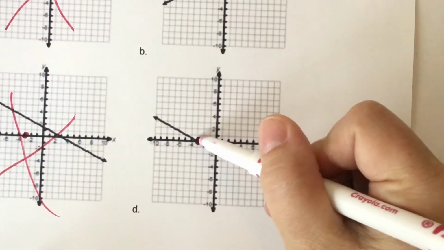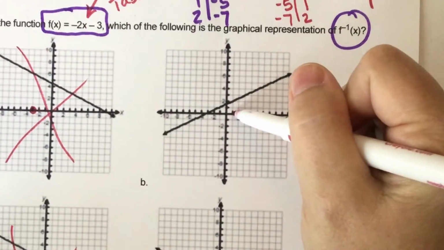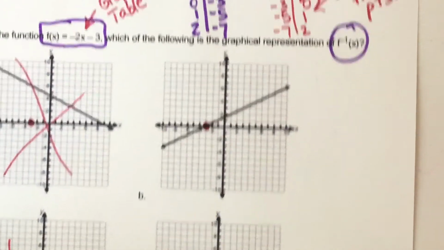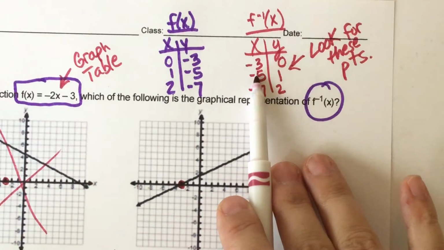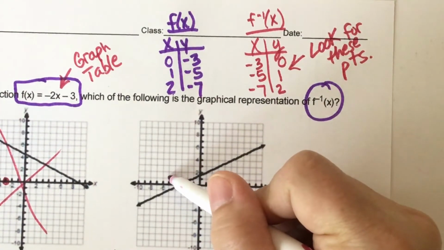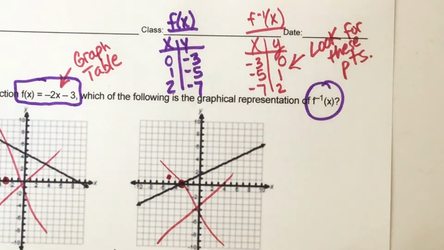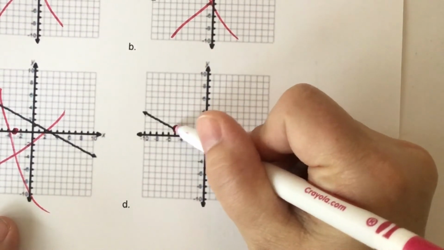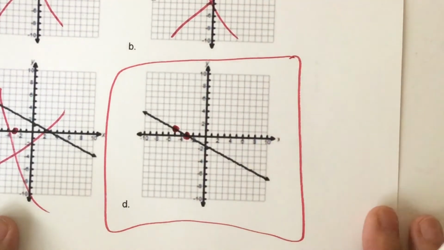Left 3, don't go up or down. Okay, he's looking okay. Let's look at this one. Left 3, don't go up or down. Okay, he's looking all right. Okay, let's look at the next point. Negative 5, 1. That means go left 5, go up 1. So let's try this guy. Left 5, up 1. Nope. That line's not going through it. He's out. And let's just make sure this one's fine. Left 5, up 1. Bing, bing, bing. We have our winner, winner, chicken dinner, folks.